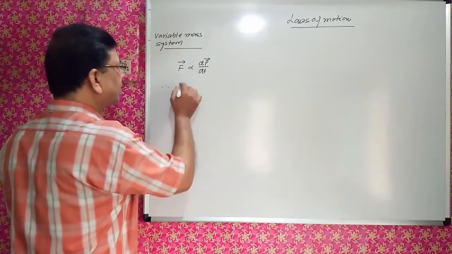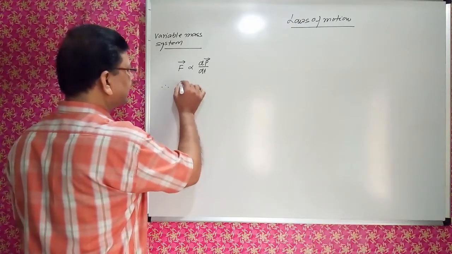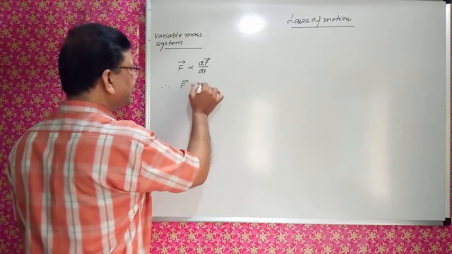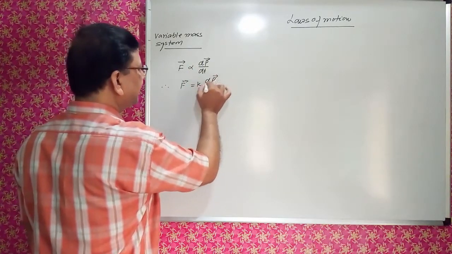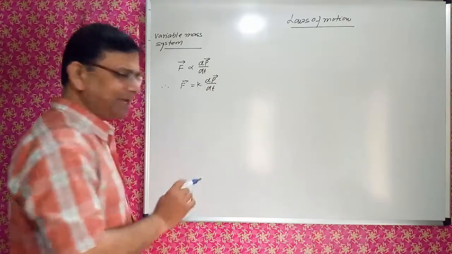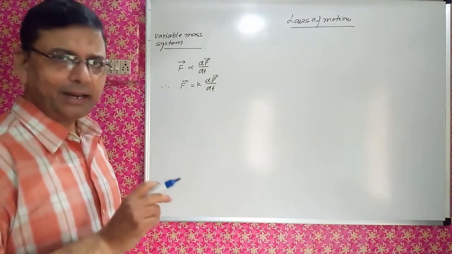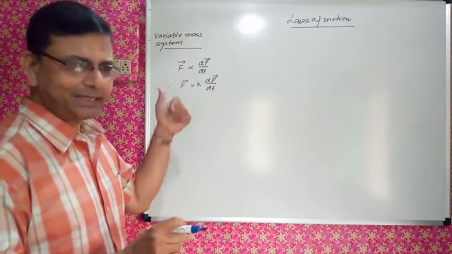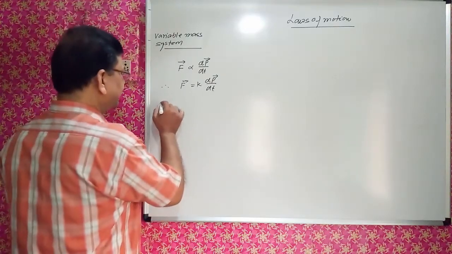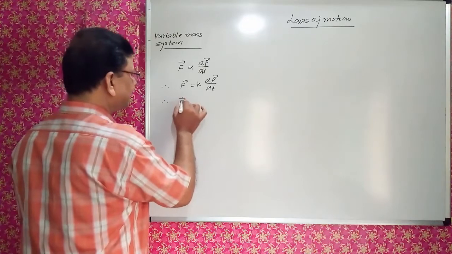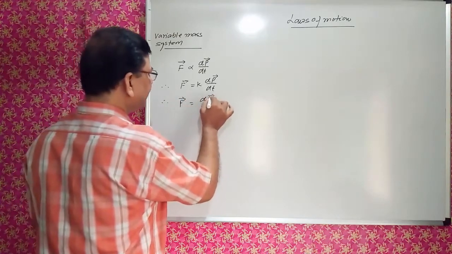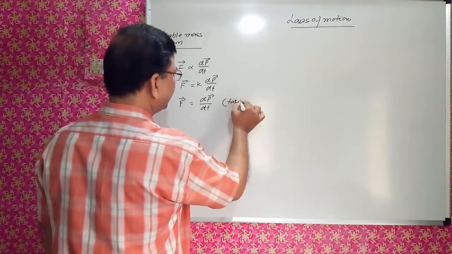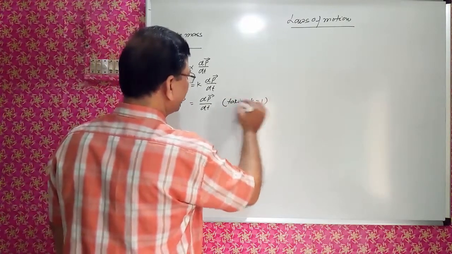Therefore, F is equal to k dp upon dt, and we have put the value of k as 1 because force was defined like that, 1 Newton force. This I have already explained, right? Therefore, F is equal to dp upon dt, taking k is equal to 1.